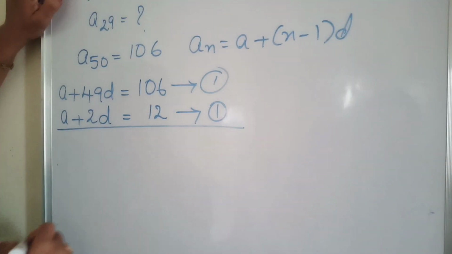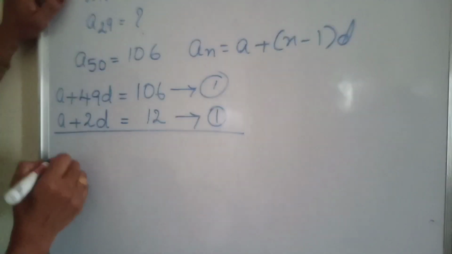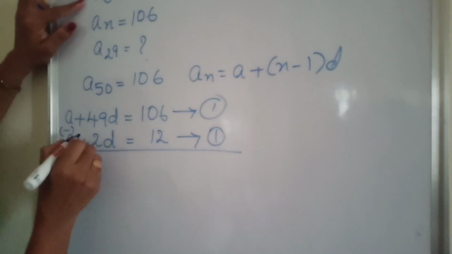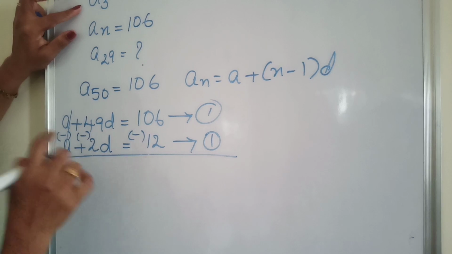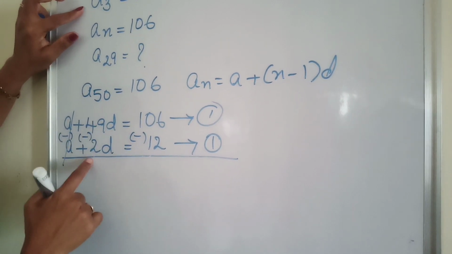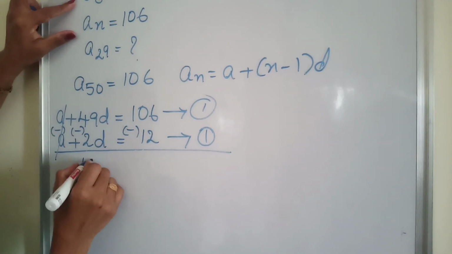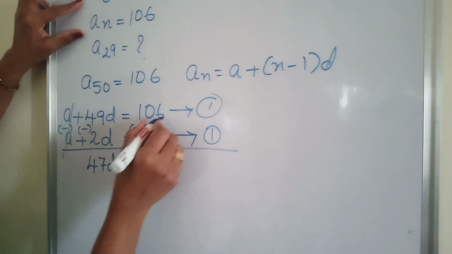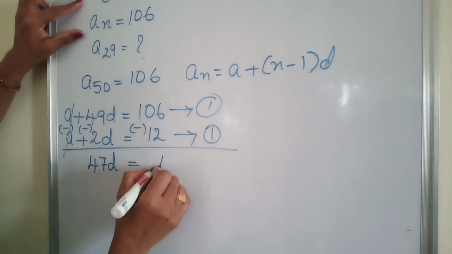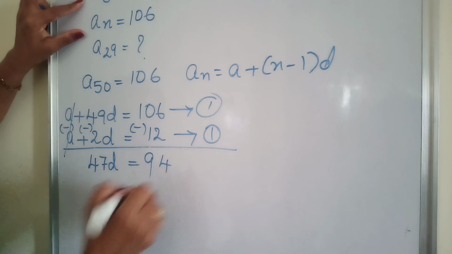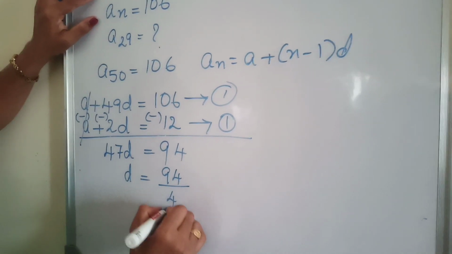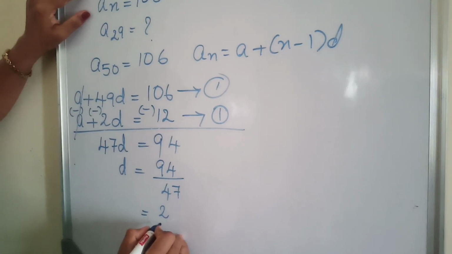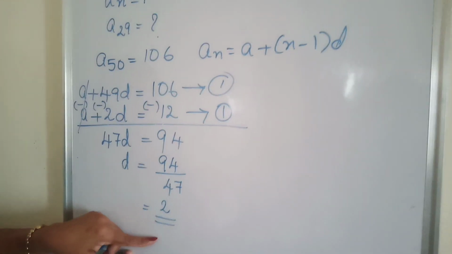Subtract both the equation. Equation 1 minus equation 2. While subtracting, we will change the sign of each and every term, so that a will cancel. 49d minus 2d will become 47d. 106 minus 12, 6 minus 2 is 4, 10 minus 1 is 9. D equals 94 by 47. 47 2s are 94. So D we will get it as 2.